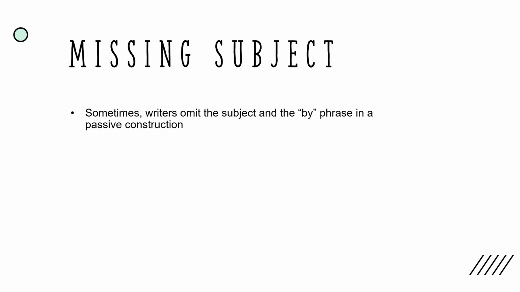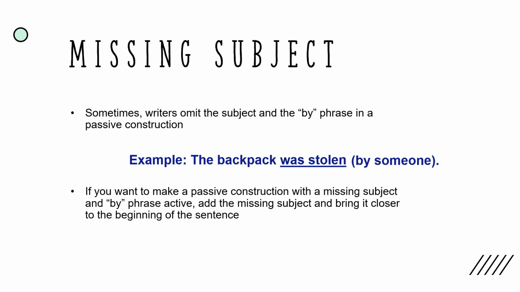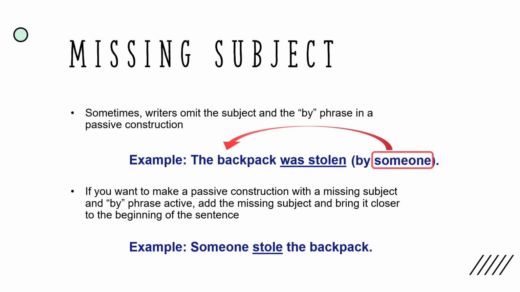Sometimes, writers omit the subject and the by phrase in a passive construction. Don't let this fool you. For example, the backpack was stolen. Though it's not explicitly stated, we know that the backpack had to have been stolen by someone. If you want to make a passive construction without a subject and by phrase active, add the missing subject and bring it closer to the beginning of the sentence. For example, someone stole the backpack.